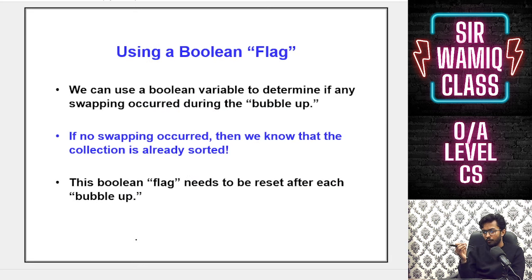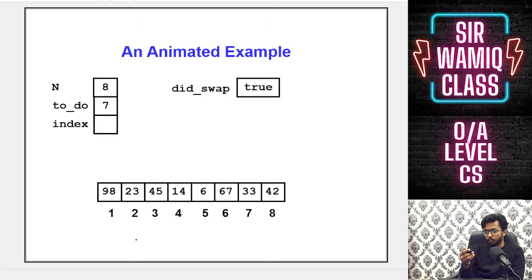Within this example, I also have the example of the boolean flags. Boolean flags are used as either true or false. So for example, if a swap is successful, that means you make the swap flag true, and if it's not successful, then you can make it false. So right here, let's check out an animated example for this.